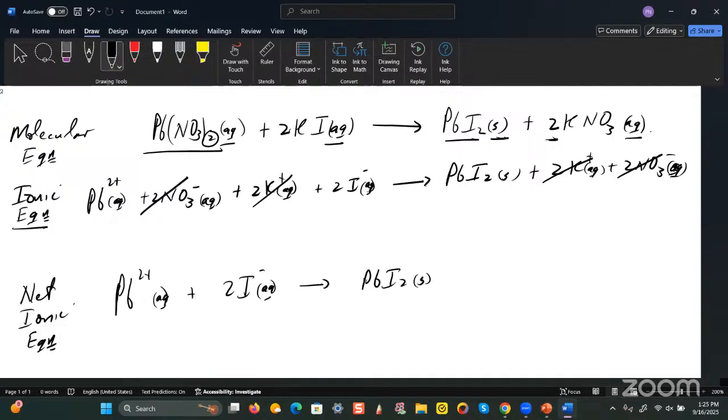So this is the actual reaction taking place. The lead 2 plus combining with the iodide to form the lead 2 iodide solid, right? So that's basically how you determine the net ionic equation for a precipitation reaction, right? Okay, any question about it? Any question?